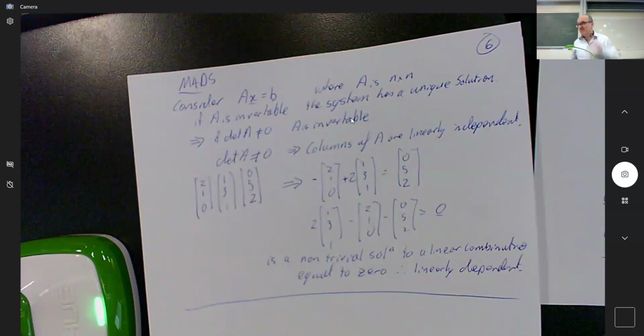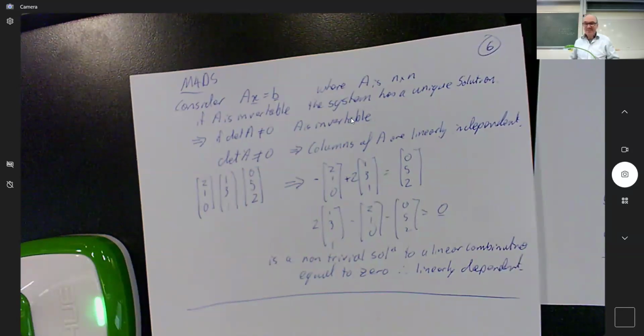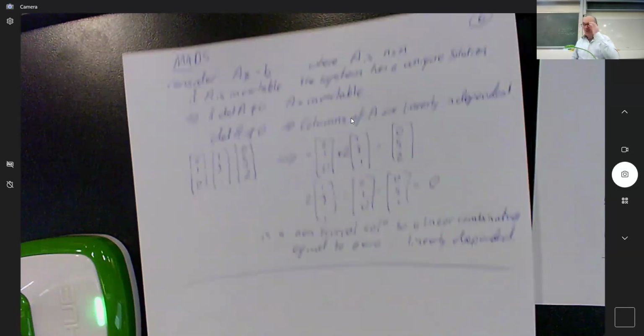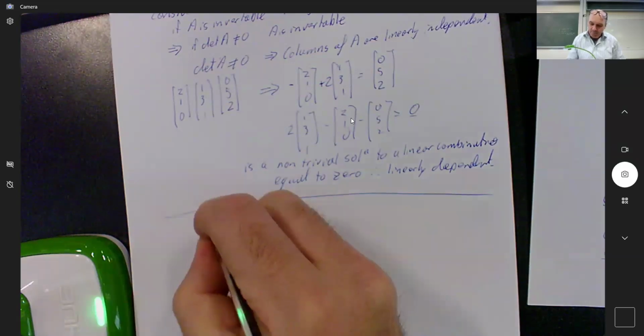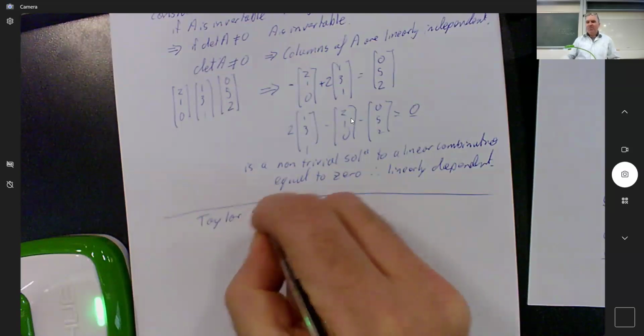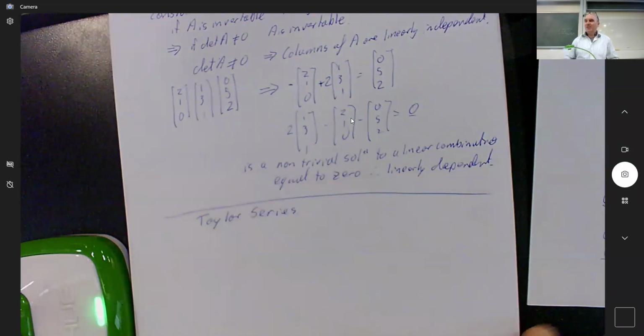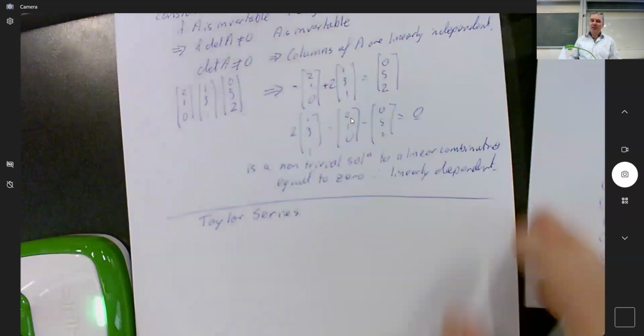Anything else? What's that? Taylor series. Sure. I thought about this. Taylor series is a very, very popular problem. You know what? I'm going to do one of the Taylor series you should have seen. And more importantly, one of the ones you should know.